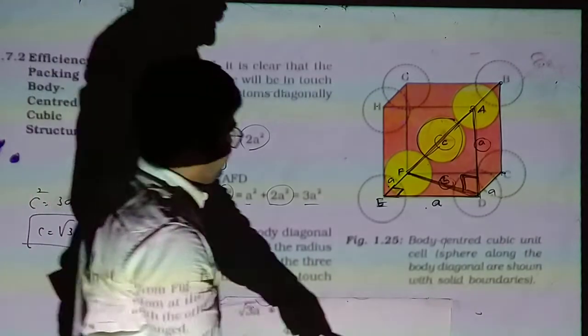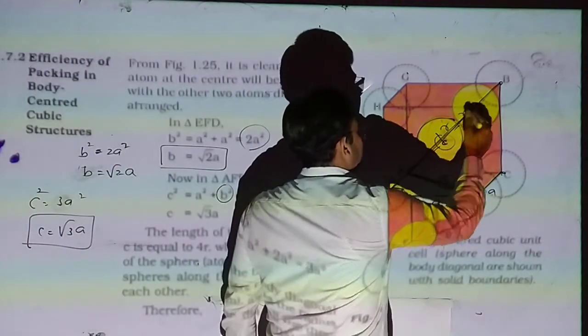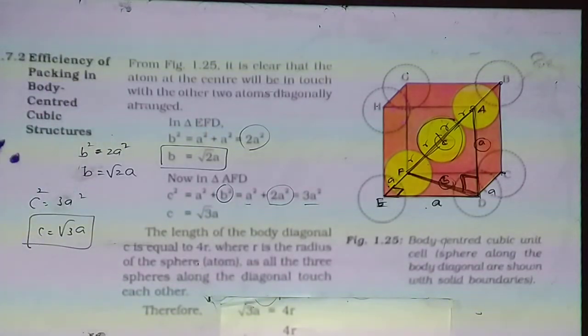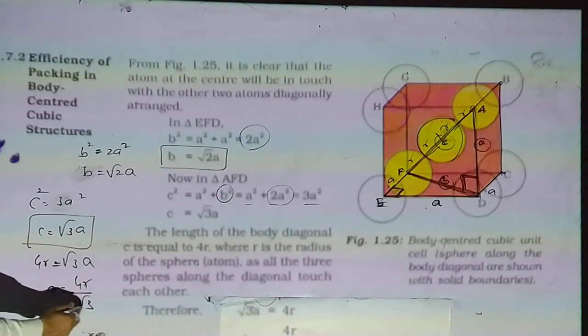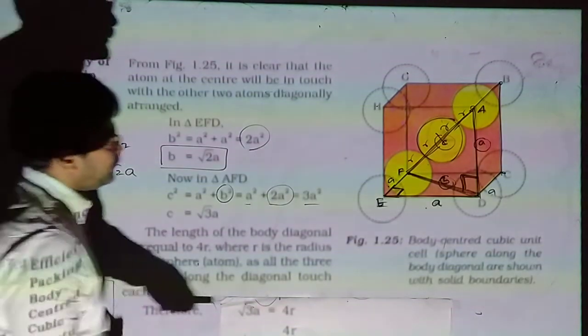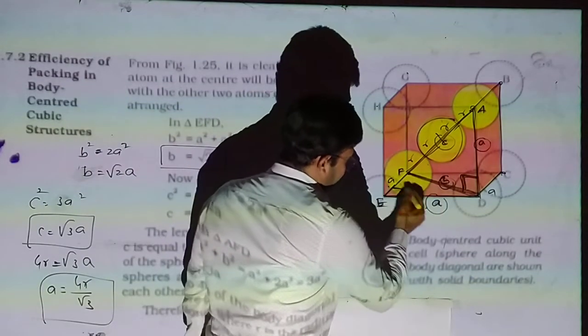But here c is given as 4 times r: 2 times the radius of the middle one and 2 radius due to the corners. So it is 4r. So here we are taking c as 4r. So our edge length will be 4r upon root 3. Understood? This one a, this one a.